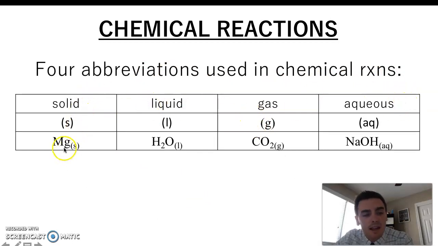So for instance, if I'm talking about magnesium, I know that that's a metal at room temperature, so I can go put a little subscript S down here because it's a solid. If I'm talking about water, not ice or steam, but water, I can go down and put a little L subscript because that stands for liquid, showing the state that it's in.